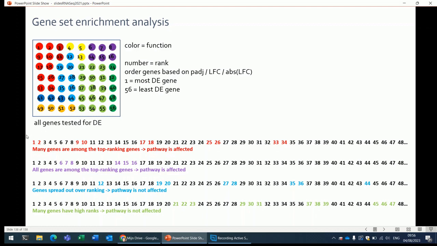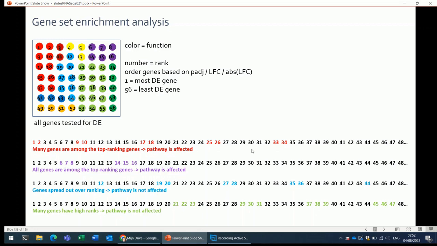So when you sort the genes like this, you get a ranking, and the genes with the lowest ranks, so the ones that are here at the left, these are the genes that are the most differentially expressed, while the genes with the highest ranks, that are at the right here of the ranking, these are the genes with the least differential expression.